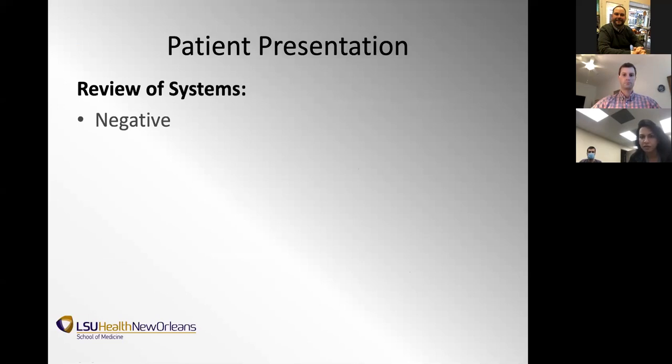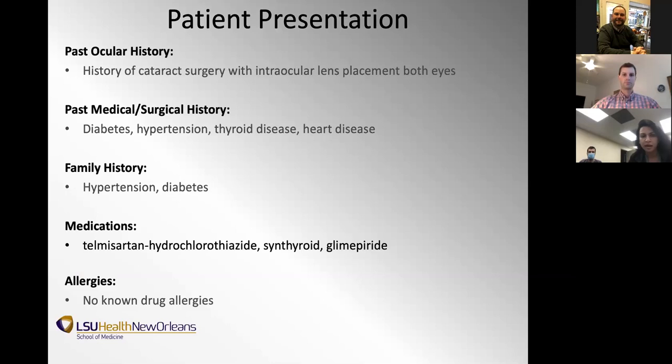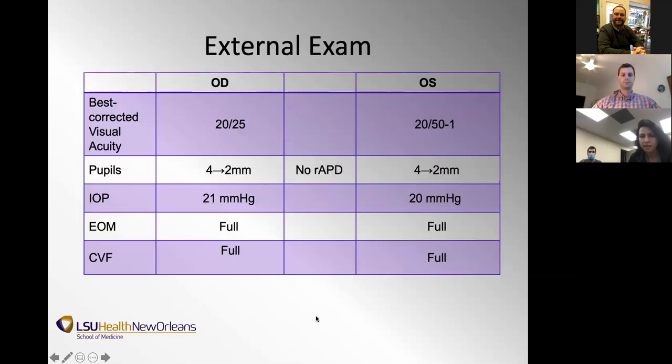Her review of systems was negative. She had a past ocular history of cataract surgery with intraocular lens placement in both eyes. She had a past medical history of diabetes, hypertension, thyroid disease, and heart disease. Family history was significant for hypertension and diabetes. And her medications are listed on the slide. And she had no known drug allergies. This is her external exam.